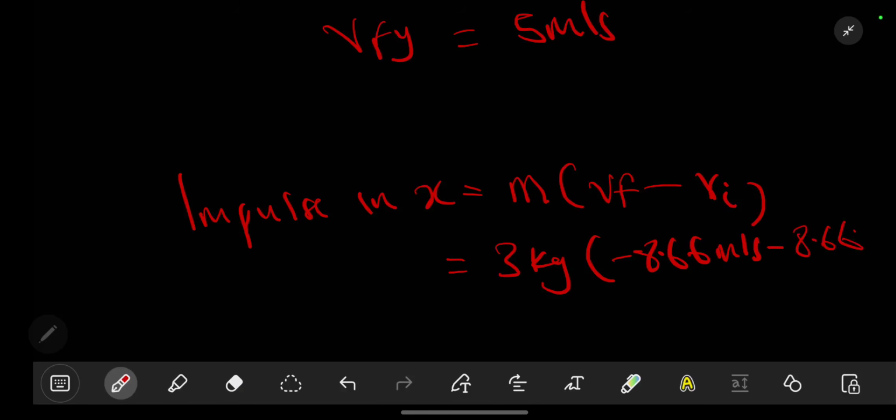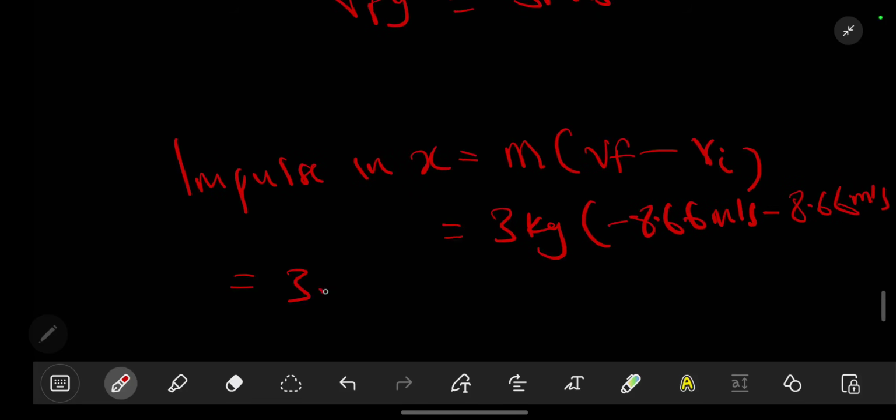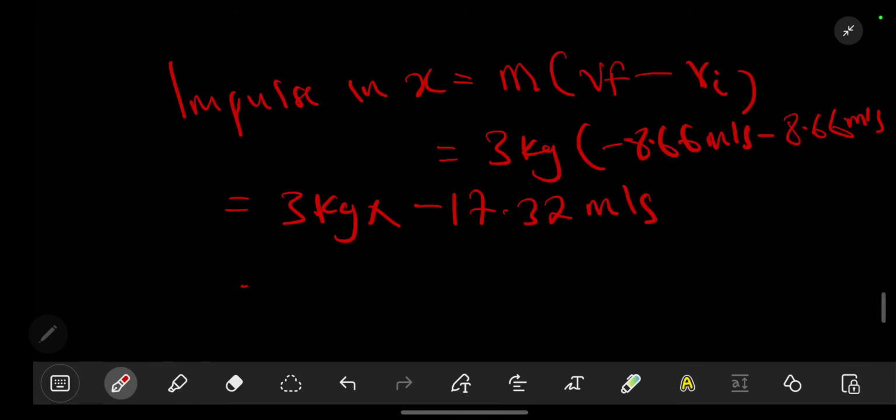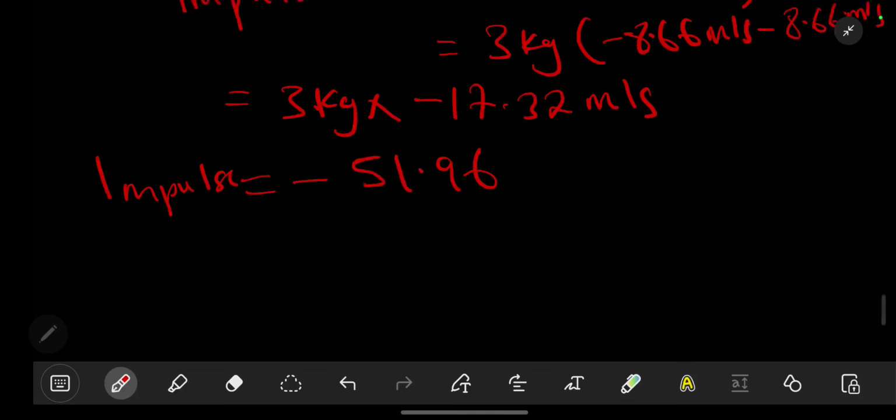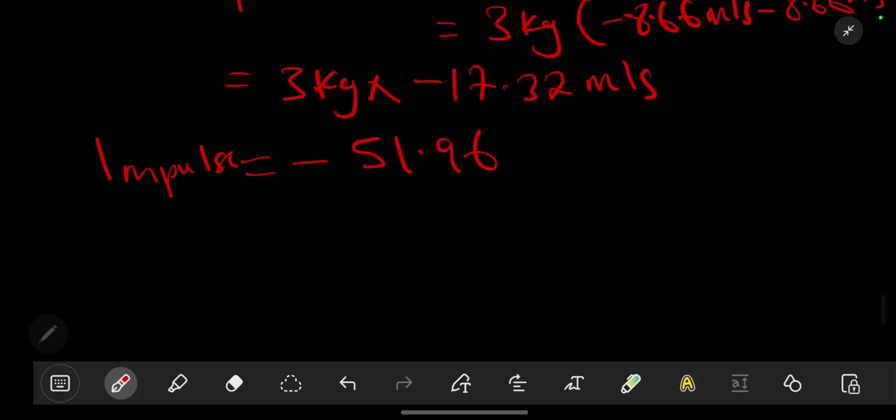So we have 3 kg times, if I subtract negative 8.66 minus 8.66, this is going to give me negative 17.32 meters per second. So the impulse will be equal to, if I multiply 3 times 17.32, it's going to give me negative 51.96. So this is the impulse. So the impulse is equal to negative 51.96.